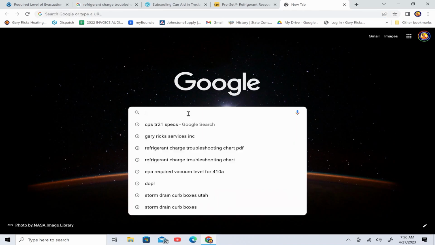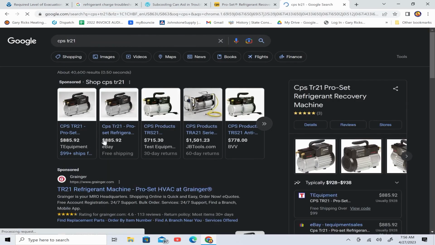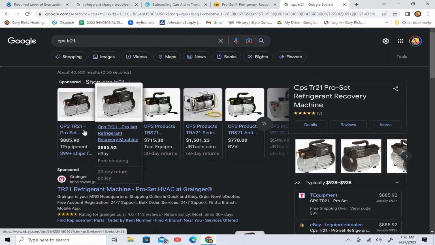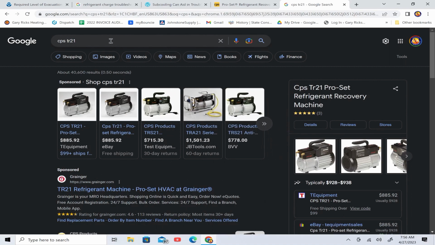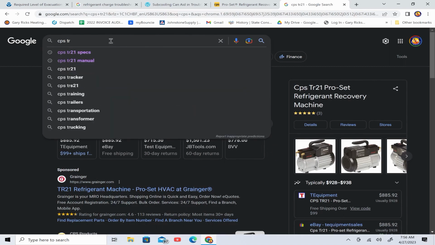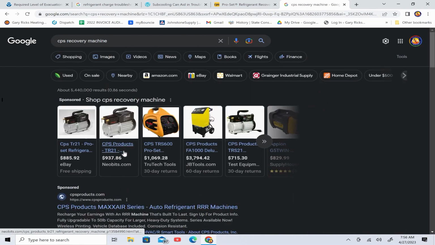Okay, so let's go CPS TR21. Ooh, look at those prices right there. TR21. Not bad, but that's not an A2L. I think the vacuum pump is like 200. Oh, I ordered 2 used vacuum pumps. They're brand new. Someone returned them. They're 8 CFM. I got them for like under $250, I think, which is a damn good price. Normally like $500.